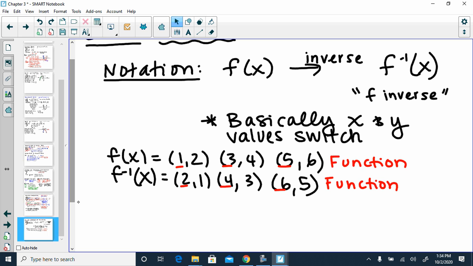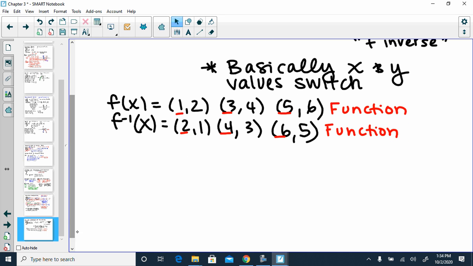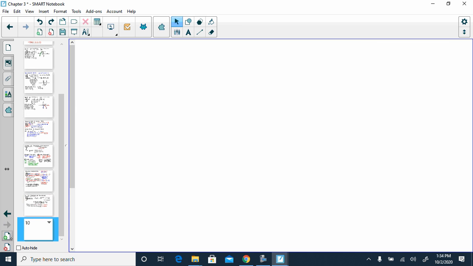All right, so we're going to do 3 things today. We are going to find an inverse. We are going to prove that something's an inverse. And then we are just going to look at a basic graph of an inverse, just so you can kind of get a visual of what's happening. Okay, so first thing is finding an inverse. So how do I find an inverse?